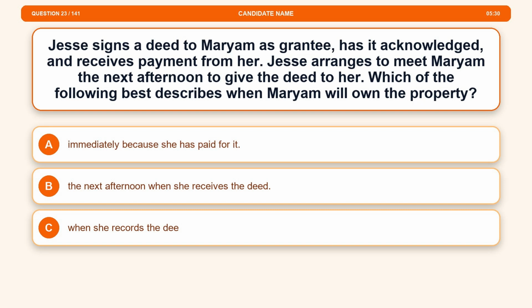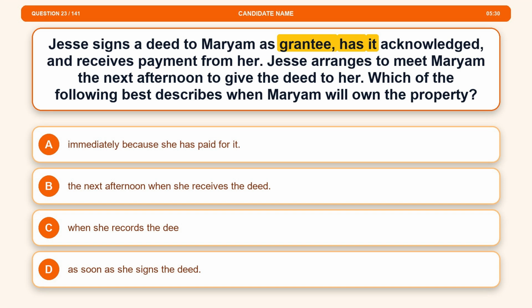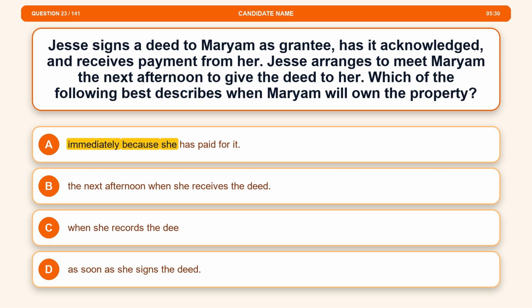Question 23. Jessie signs a deed to Miriam as grantee, has it acknowledged, and receives payment from her. Jessie arranges to meet Miriam the next afternoon to give the deed to her. Which of the following best describes when Miriam will own the property? Option A, immediately because she has paid for it. Option B, the next afternoon when she receives the deed. Option C, when she records the deed. Option D, as soon as she signs the deed.